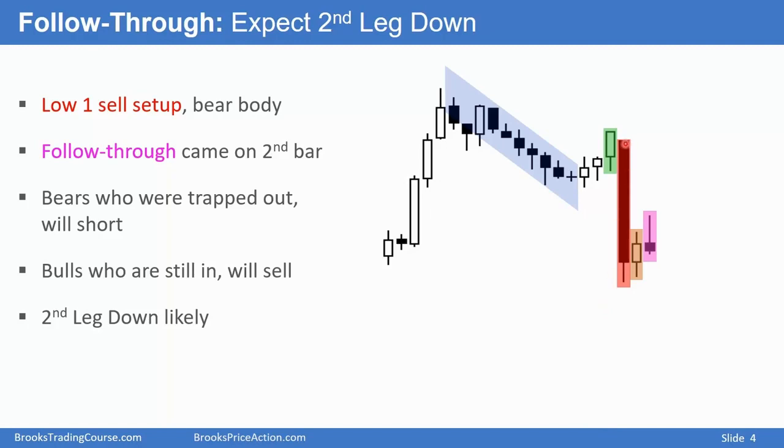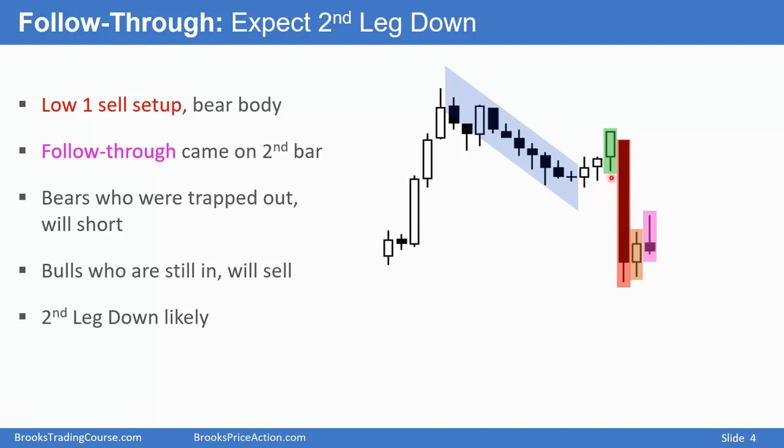Now think about what just happened here. We have a huge bear bar closing on its low, surprising everyone. Whenever there's a surprise, bulls and bears both get trapped. Bears get trapped out. They thought the market was going up, and a lot of bears did not sell here. They're hoping for any kind of a pullback that will let them sell at a higher price.